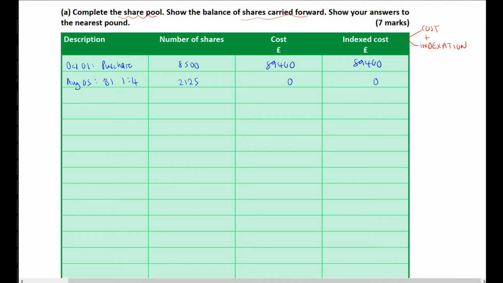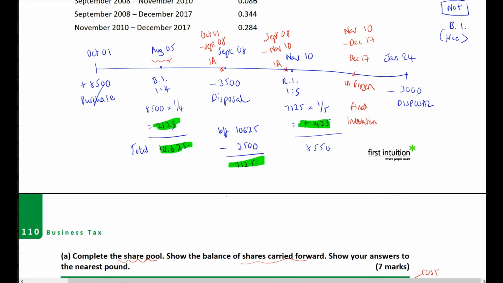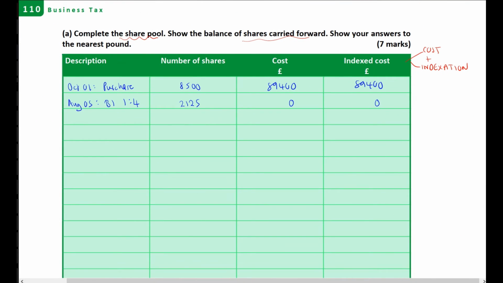Okay, refer back to the timeline, see what happens next. There's my bonus issue. That one's done. The next thing that happens is it says, oh, you need to do some indexing. And the reason you need to do the indexing is because in September 2008, you've got a disposal. So I would be tempted, and I don't think you can really have too many subtotals in these sorts of questions. I think they can help you. I would be tempted, even though it's not actually necessary, to do a subtotal there. I always like to have a little subtotal before I do any indexing.